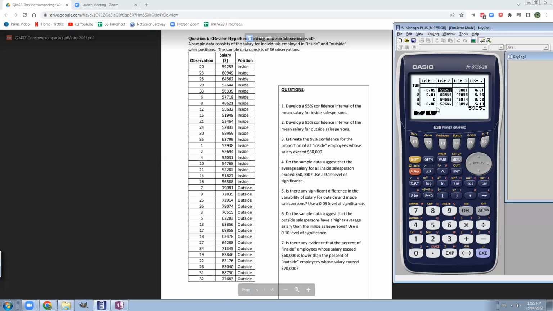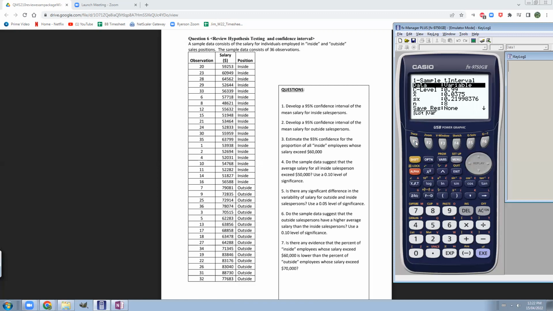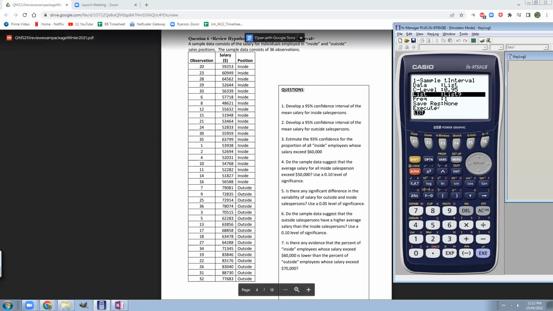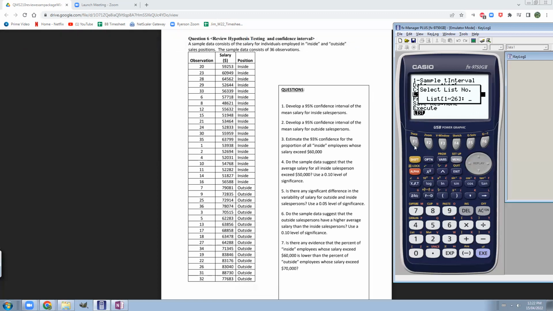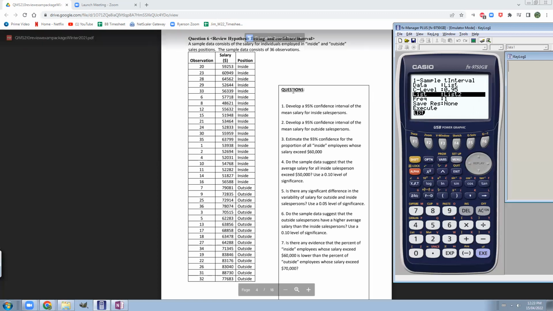I'm just going to go interval T. Why is it T and not Z? Because we've just got a list, right? Whenever you have a population standard deviation, you can do Z. But if you only have a sample standard deviation, or only the raw list of data, you're going to be doing T. So we're doing interval T, one sample, in list mode. Confidence level is 0.95, and list is list 2. That's where we stored our inside salesperson's data.